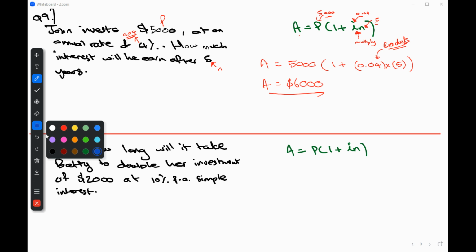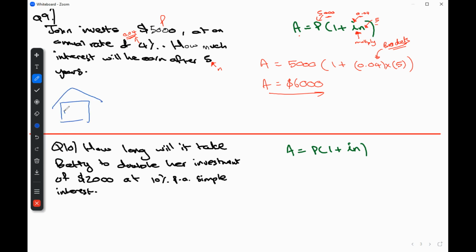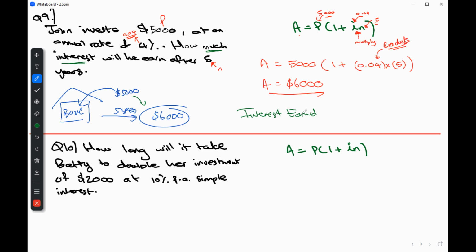So what we're saying here is that when John goes to the bank, right? He goes to the bank and he puts $5,000 in the bank. 5 years later, the 5,000 becomes 6,000 automatically without even doing anything. It just becomes that. So he earns interest. And the interest calculation, or the interest earned, is an amount, not a percentage. Is given by the ending amount minus the starting amount.